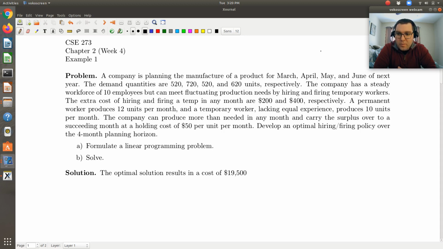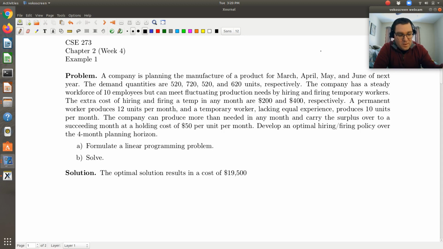A permanent worker produces 12 units per month, and a temporary worker lacking equal experience produces 10 units per month. The company can produce more than needed in any month and carry the surplus over to its succeeding month at a holding cost of $50 per unit per month. Develop an optimal hiring-firing policy over the 4-month period. Okay, so we're asked to formulate the linear programming problem and then solve.